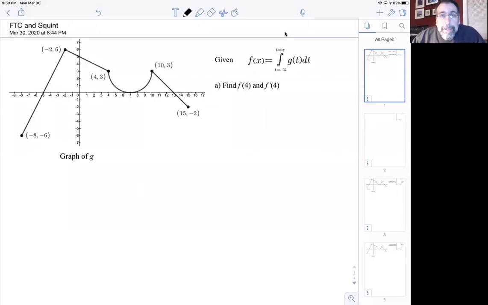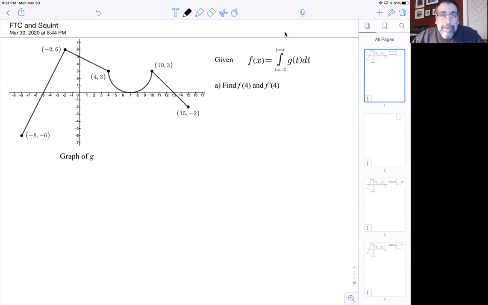All right. Tonight I want to talk to you about something I call the Squint test and the fundamental theorem of calculus and how they work together. Now, if you look at the example here, the reason I call this the Squint test is because if you just turned your page on the AP exam and you saw this graphic, right away you could make out that there are shapes here that you're familiar with.